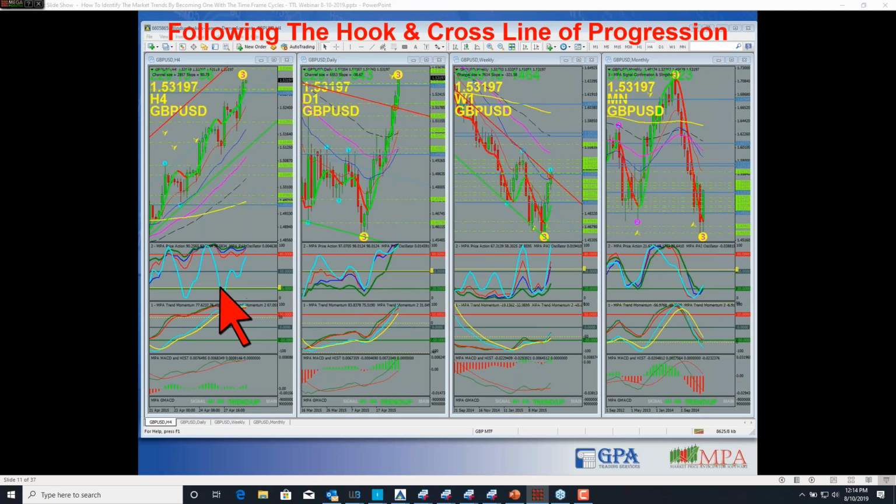When you get a monthly hook and a cross down, like we did over here, the weekly went from overbought to oversold and then started slingshotting lower and lower and lower. So that behavior is redundant time in and time again. That means I can anticipate future market conditions long before they happen. Know exactly what to look for.